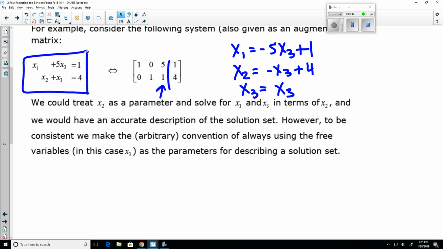Have you guys had parametric equations at some point? Yes, no? Calc 2 or Calc 3, maybe trig. Might have done it in trig class. So, you know, you have variables x and y, then you have this other variable t maybe for time. That's a parametric equation, right? So that's what we have here. We have x1, x2, that's like x and y, and then we have this other variable x3, that could be your time component or something else. So that's why it's called a parametric description.